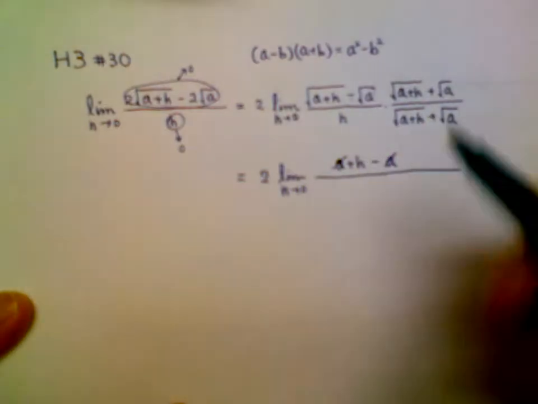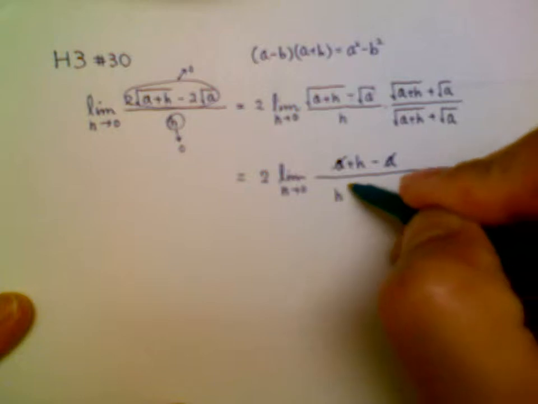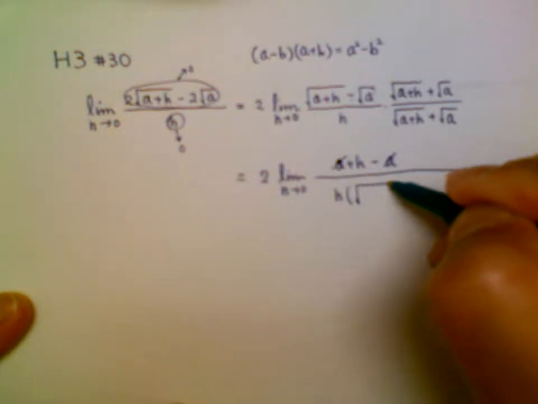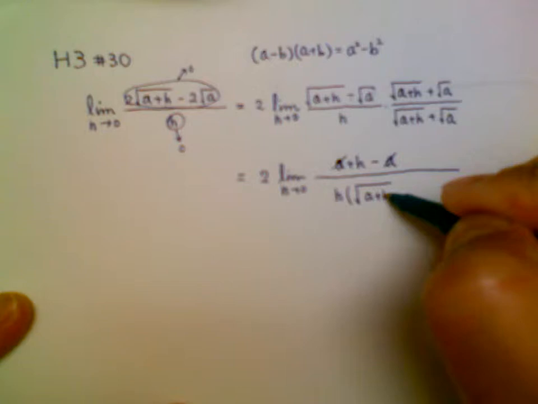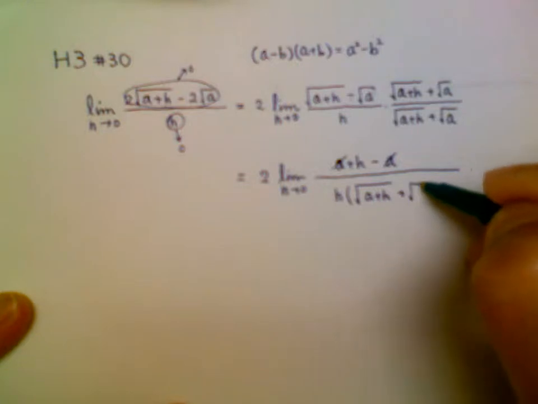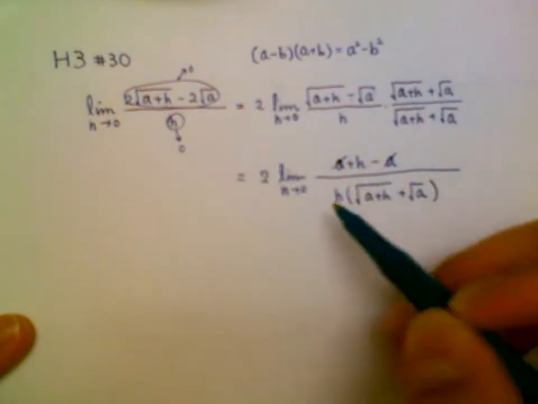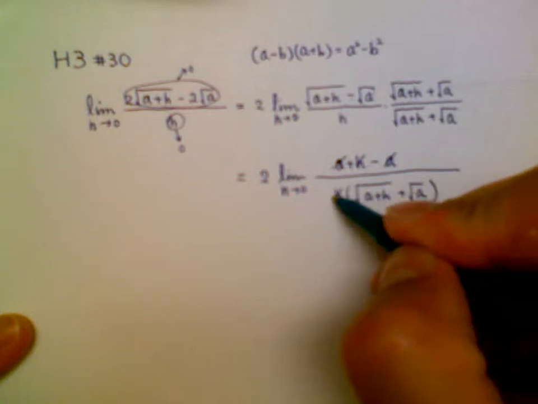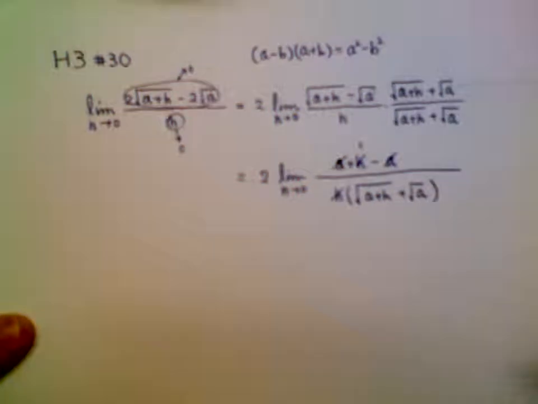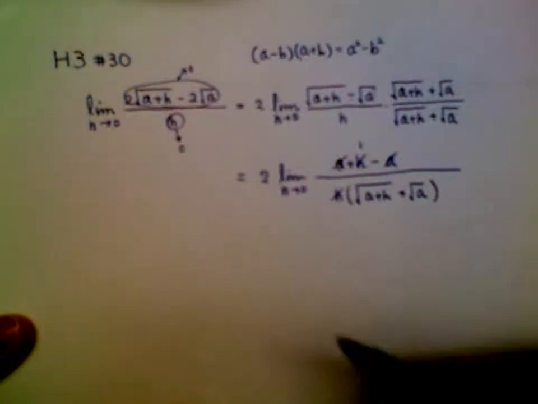We're going to just multiply out. So it's going to be h times square root of a plus h plus square root of a. Now we have h on top and h on the bottom, so you can cancel out. So you have 1 on top. Then we can take the limit.